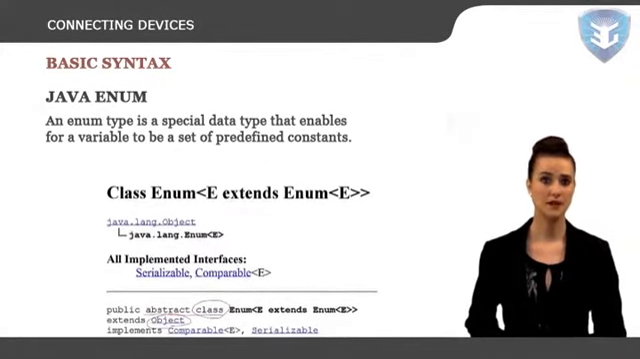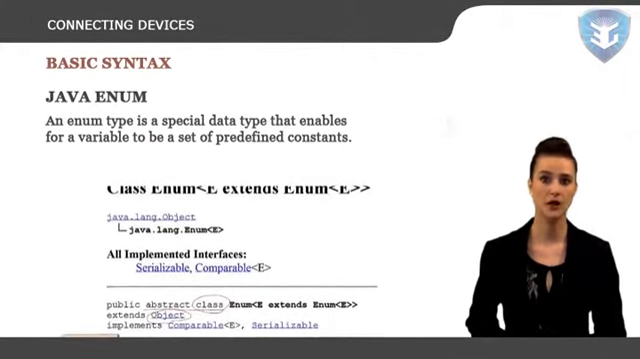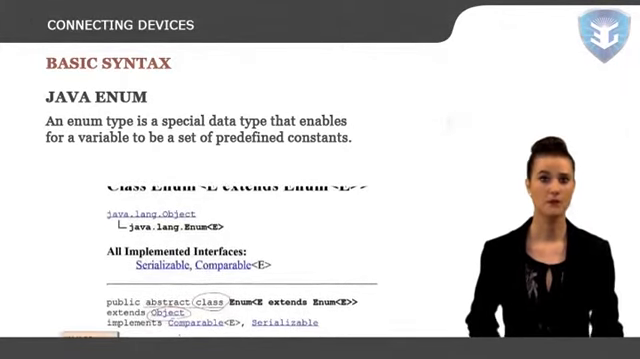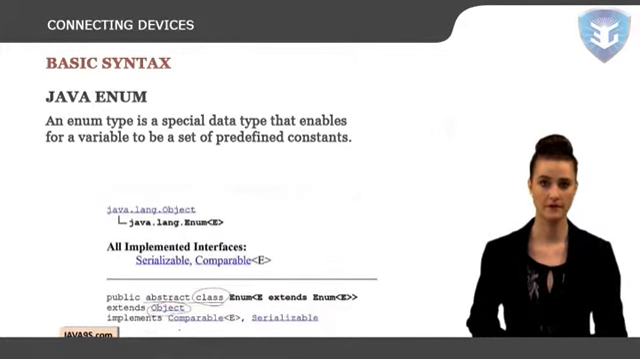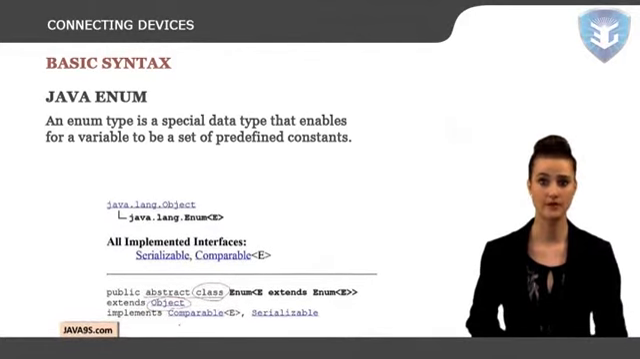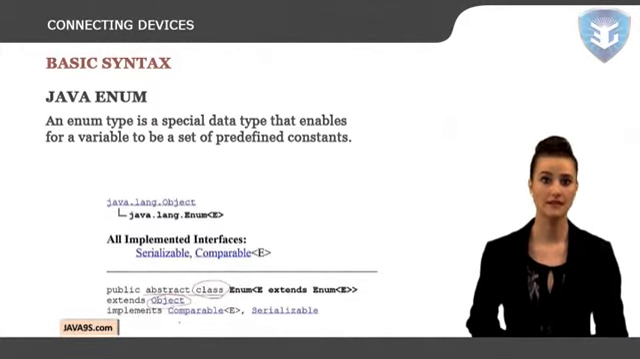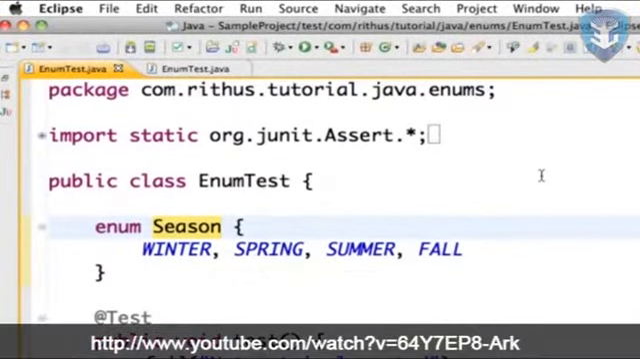An enum type is a special data type that enables a variable to be a set of predefined constants. The variable must be equal to one of the values that have been predefined for it. Common examples include compass directions, with values of north, south, east, and west, and the days of the week. In this tutorial, let's discuss enums and how enums are used in Java.